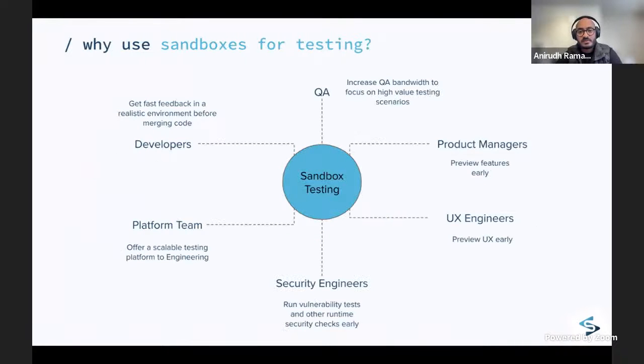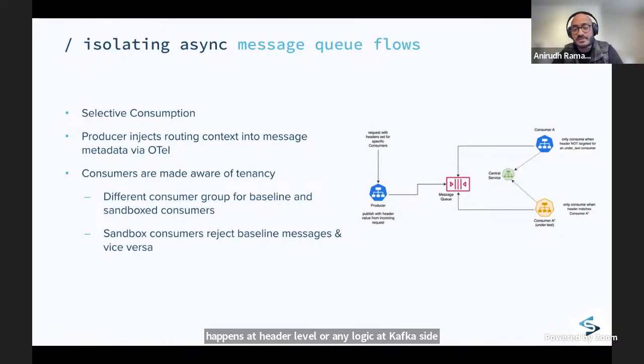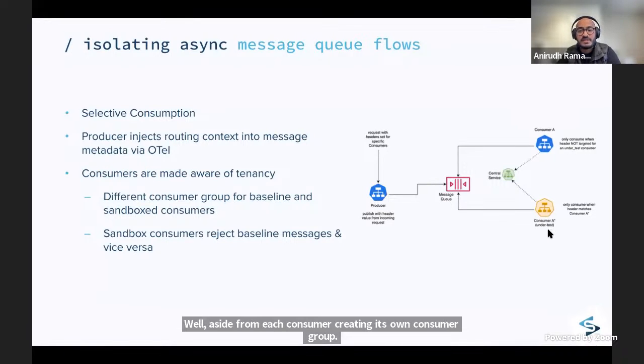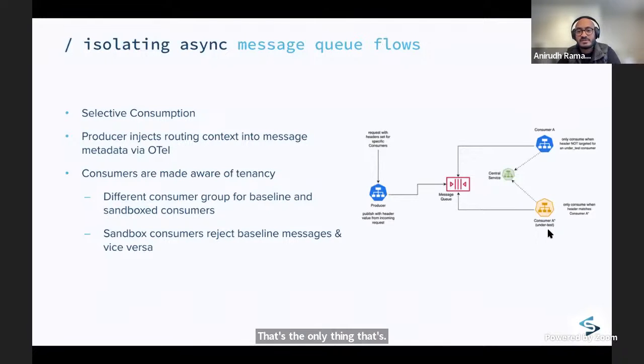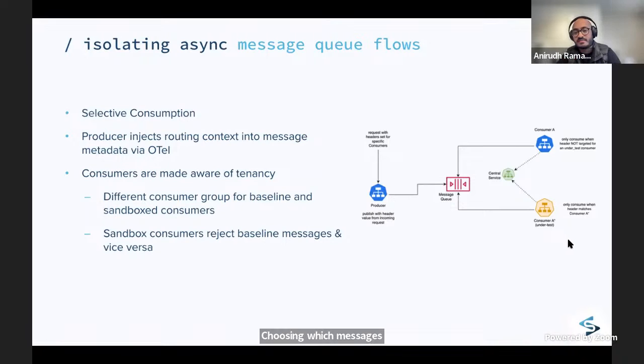All right. Oh, one more question just snuck in there. Does isolation happen at the header level, or is there any logic on the Kafka side? Okay, that's a good question. This is isolation that happens on the consumer side using the headers themselves. There's nothing special going on the Kafka side, aside from each consumer creating its own consumer group. That's the only thing changing with the Kafka side of interaction. Otherwise, it's just messages that have the tenancy header set on them from the producer side, and then the consumers choosing which messages to consume based on said header.